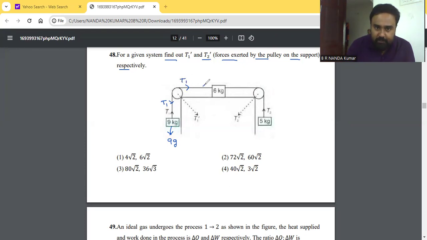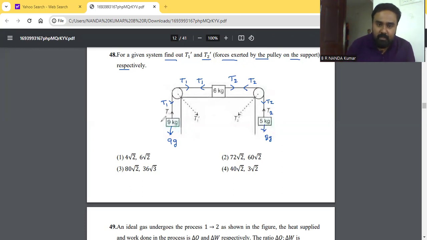And at this point, the tension along the string away from the 6 kg block is T1. Again at this point, the tension along the string away from the 6 kg block is T2. At this point, the tension along the string away from the pulley is T2. At this point, the tension along the string away from the 5 kg block is T2, and the weight of 5 kg, 5g, acts vertically downwards.